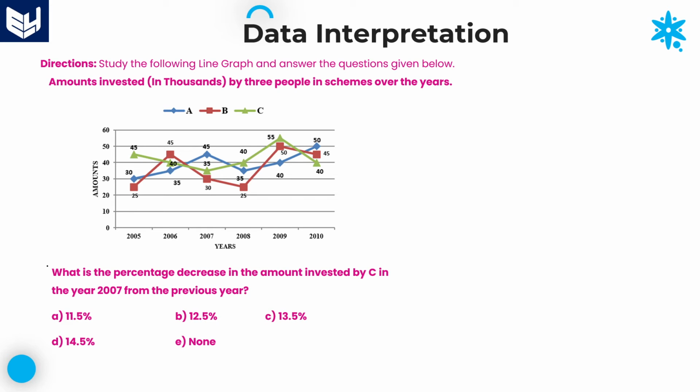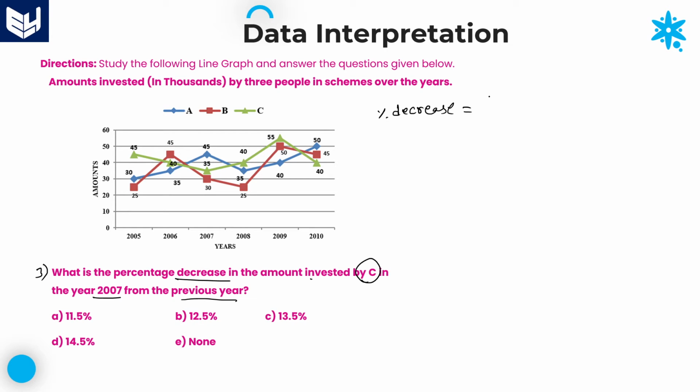Let us look at the third question. What is the percentage decrease in the amount invested by C in the year 2007 from the previous year? Here we need to calculate the percentage decrease.